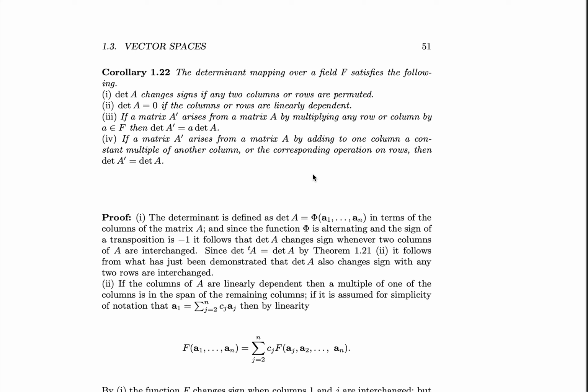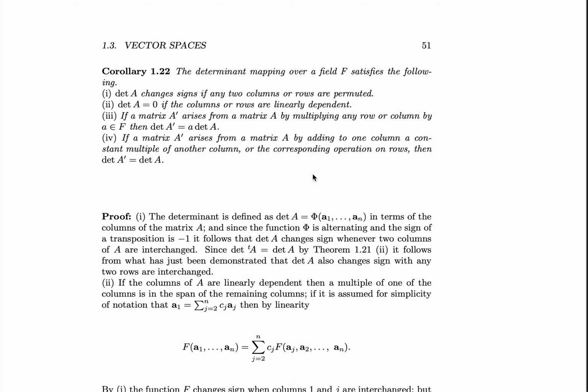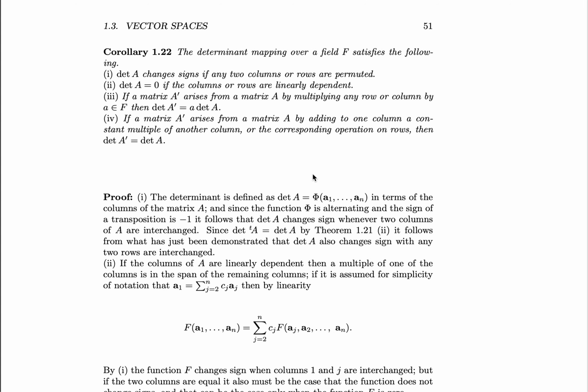3. If a matrix A' arises from a matrix A by multiplying any row or column by some scalar λ, then the determinant of A' is equal to λ times the determinant of A. And finally, if a matrix A' arises from a matrix A by adding to one column a constant multiple of another column, or the corresponding operations on rows, then the determinant of A' is equal to the determinant of A. Let's prove these statements.